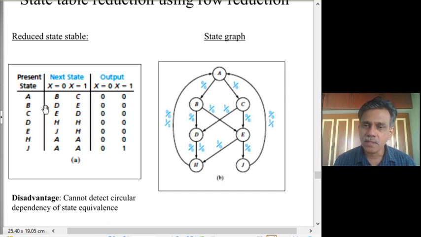Okay, A is equivalent to B, B is equivalent to C, and then C is equivalent to A. In this manner, there can be some circular equivalent condition, or there can be more also. At least 3 would be easier to find out. If there is a circular condition with more states, it will be difficult to find out. So that is the disadvantage of the row reduction technique. In the next lecture, we will look at the implication table method, where we will overcome this limitation.